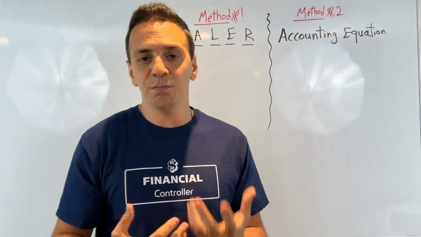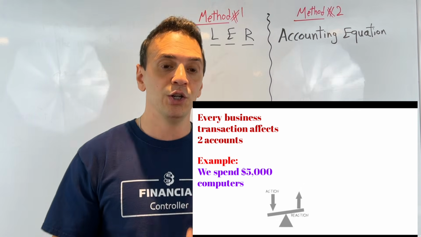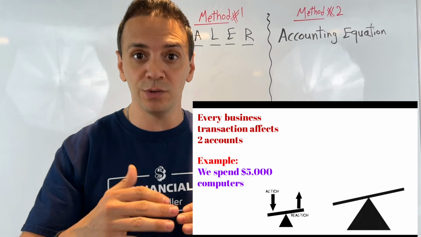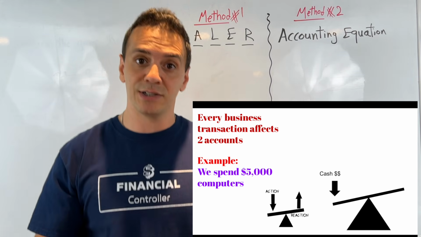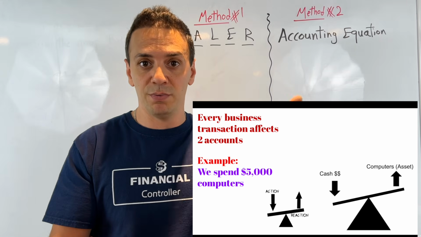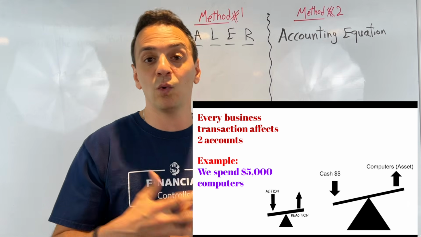The same thing in business when you have a transaction, for example, like spending cash. Let's say you buy an asset like a laptop. Your cash went down, but on the other hand, your assets or computer went up. So you have cash going down, but you have your computer going up in your assets. So you have an action and reaction. That's the easiest way to think about why we have debits and credits in the first place.